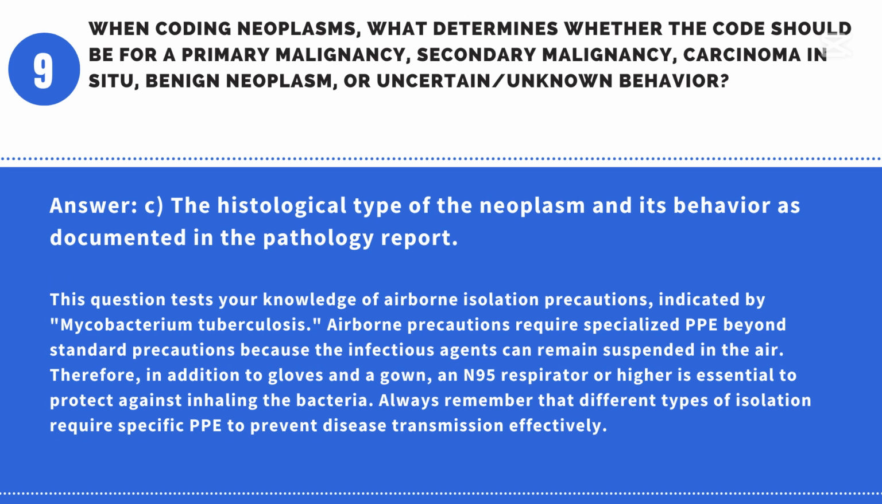Answer: C. The histological type of the neoplasm and its behavior as documented in the pathology report. This question focuses on the principles of neoplasm coding. The behavior of a neoplasm, whether it's malignant, primary or secondary, in situ, benign, or of uncertain behavior, is determined by the pathology report. The coder must rely on the physician's documentation and the pathology findings to assign the correct code reflecting the neoplasm's nature. The alphabetic index will often guide you based on the anatomical site and the documented behavior.